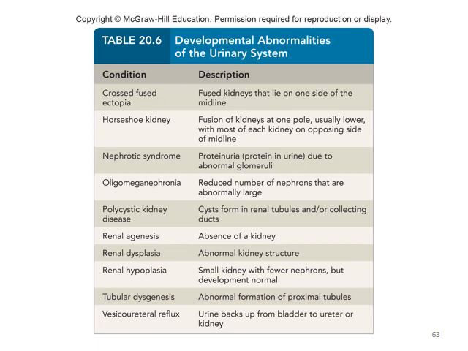As far as developmental abnormalities, horseshoe kidney is one you need to know, and this is where the kidneys fuse at their poles, which just means their ends. So instead of having 2 separate kidneys, you'd have 2 fused kidneys that look somewhat like a horseshoe.